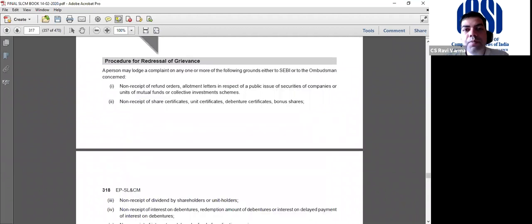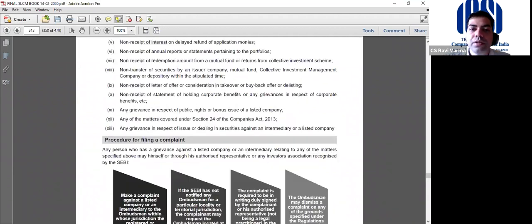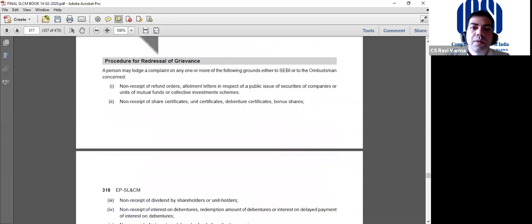And whatever order he passes will take the shape of an award. Again, here also, for the procedure for redressal, please write down that he will take only those complaints which fall within the purview of the securities market. Complaints not relating to the market will not be part of the amicable settlement. As I told you, it is a friendly settlement, a settlement in a friendly way, both ways. That is what is called amicable settlement.